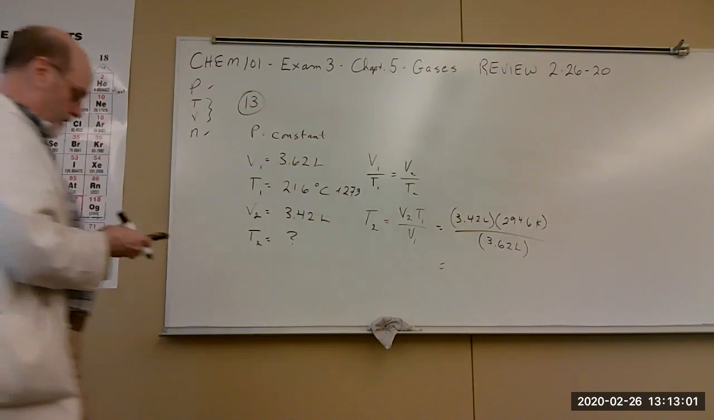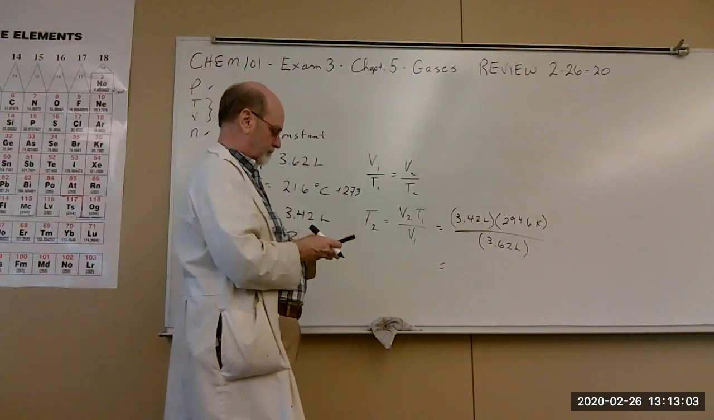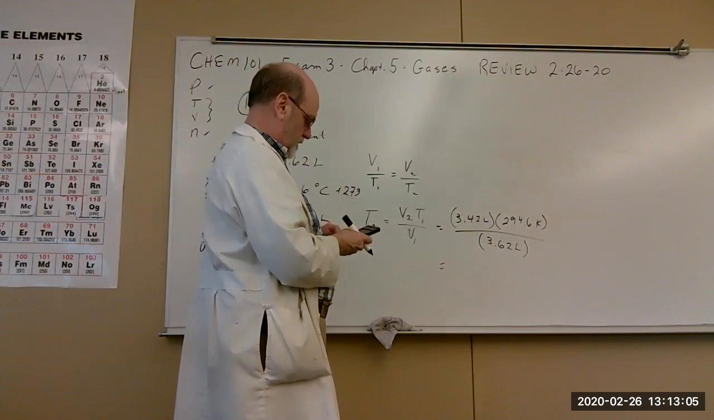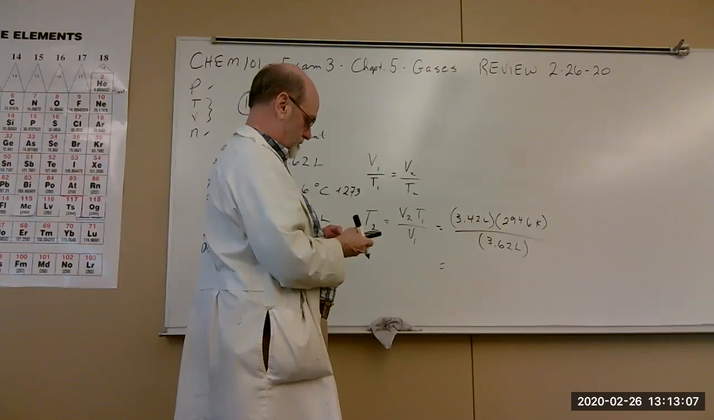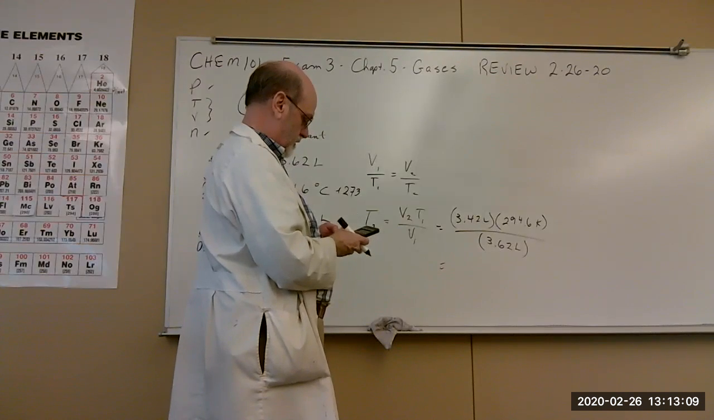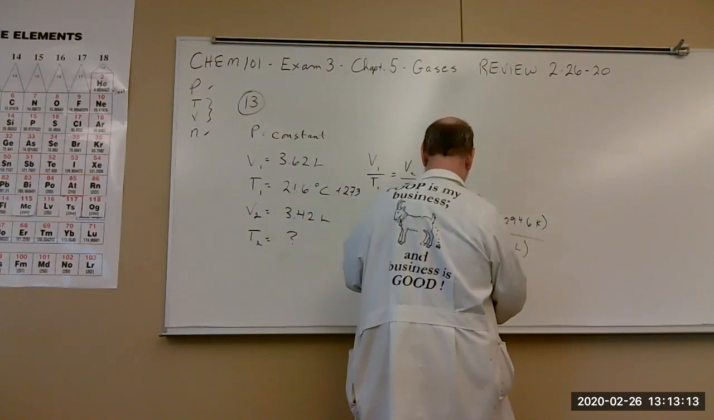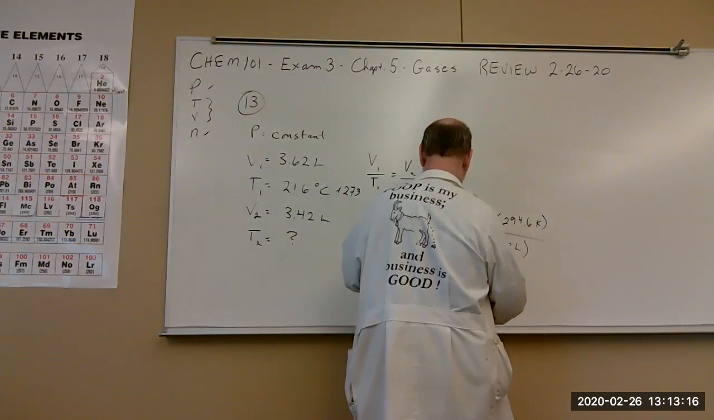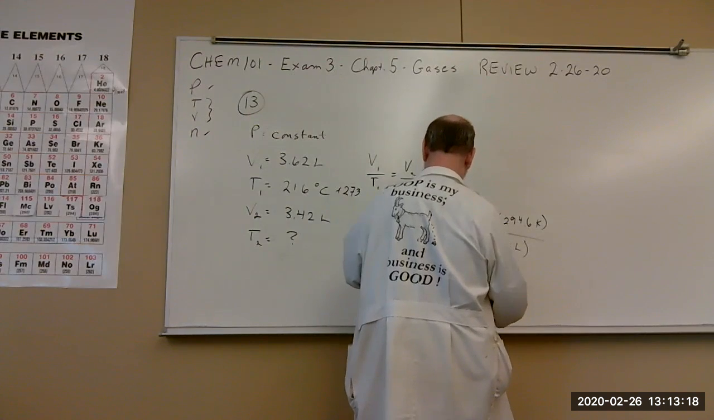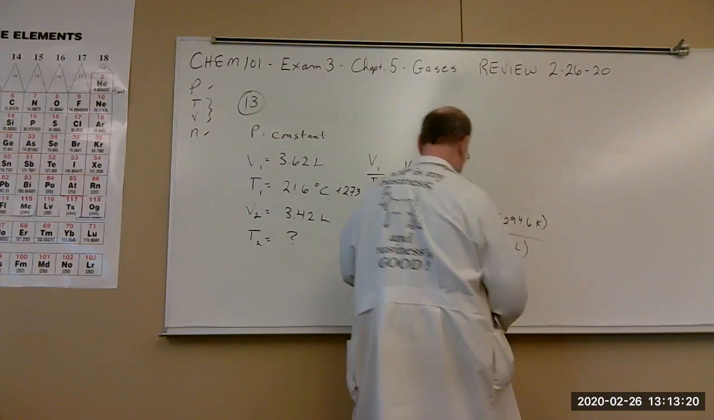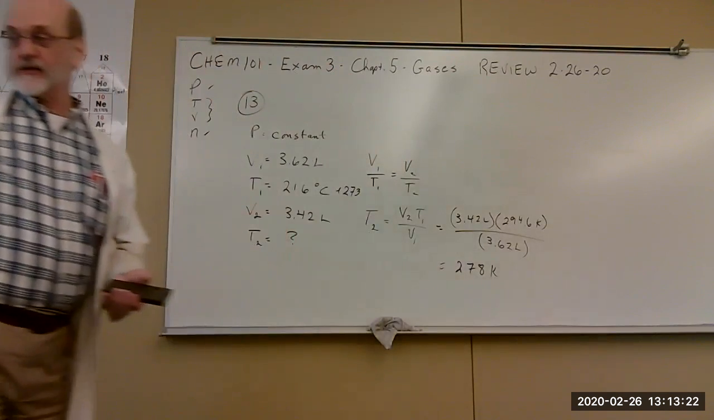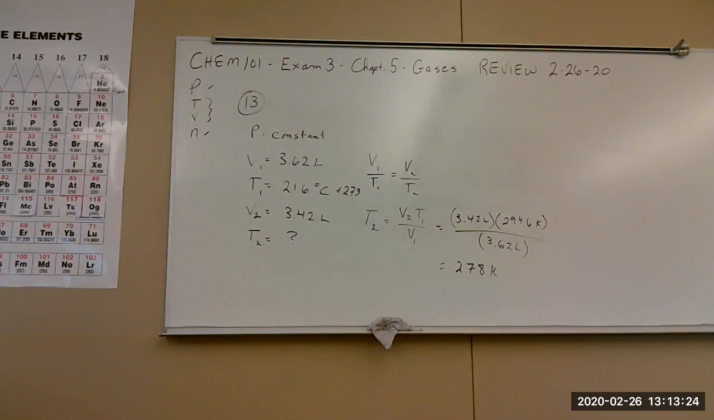I just crunched the numbers. 294.6. I get 278 K. Now we have to look at the answers and see, is it in K? Yes, the answer's in K. So you can just find which one fits. Looks like it's B.